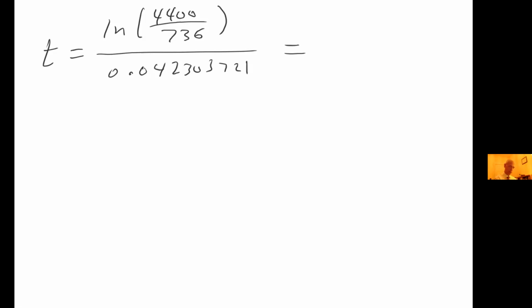So putting that on the calculator, natural log of 4,400 divided by 736, divided by the rate. Okay, so I'm getting two decimals since it's time. I get 42.27. And since the problem is asking us about the day, that's 42 days later. And if you look at the calendar for the year 2020 and add 42 days to April 1st, you end up at, excuse me, May 13th.